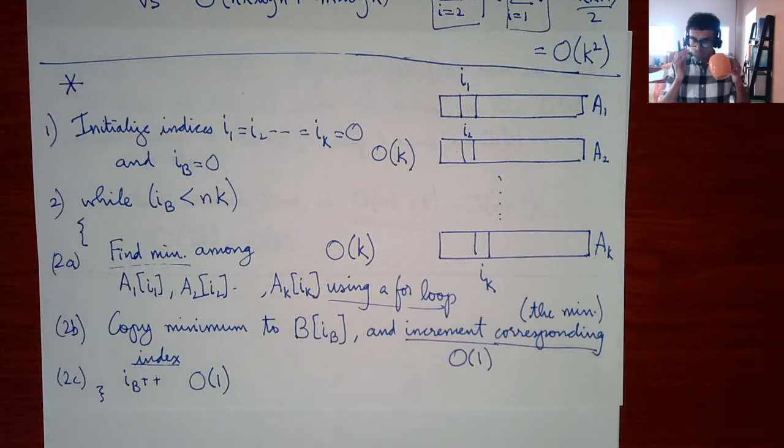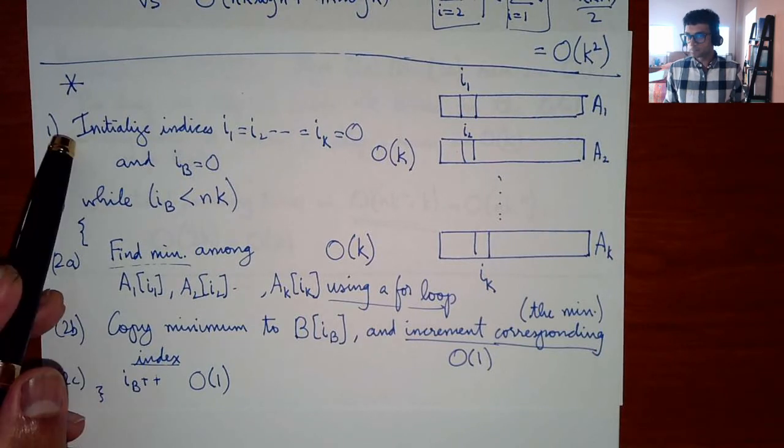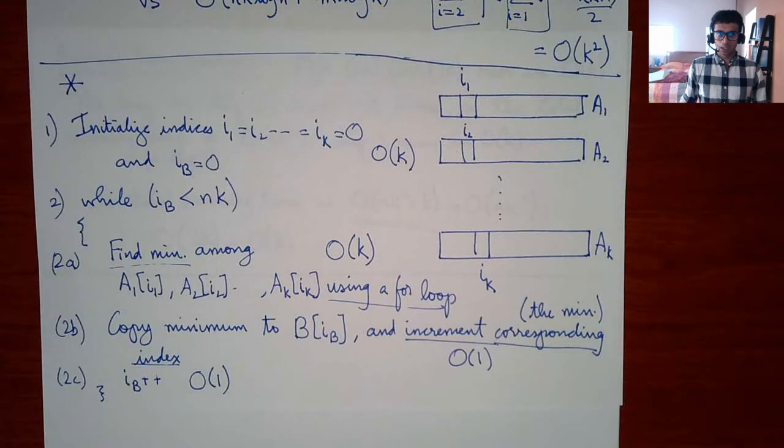To build the heap, there will be an additional O of k, right? The initial part? Yeah, to build the initial heap would be O of k. Yeah. Okay. Even if it was k log k, it would still be okay. But yeah, the initial build heap would be O of k.